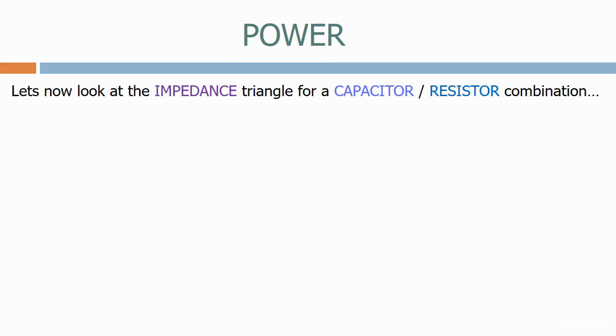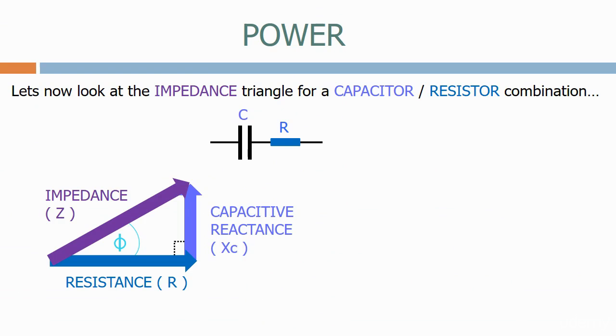Let's now look at the impedance triangle for a capacitor-resistor combination. First we have the resistance vector R. Let's make that horizontal as a reference point. 90 degrees in front of that is the capacitive reactance vector XC. The impedance vector Z is the summation of the two vectors. The phase angle phi is the difference between the resistance vector and the impedance vector.